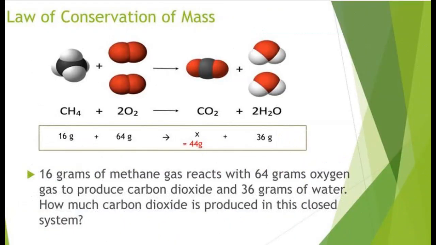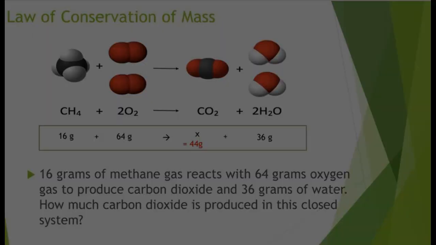Here is another example to show the conservation of mass. If we have 16 grams of methane and 64 grams of oxygen, it produces 36 grams of water. How much carbon dioxide is produced? Just by the conservation of mass, you can work out that 44 grams of carbon dioxide must be produced. So balancing chemical equations relies on the conservation of mass and the law of conservation of mass.